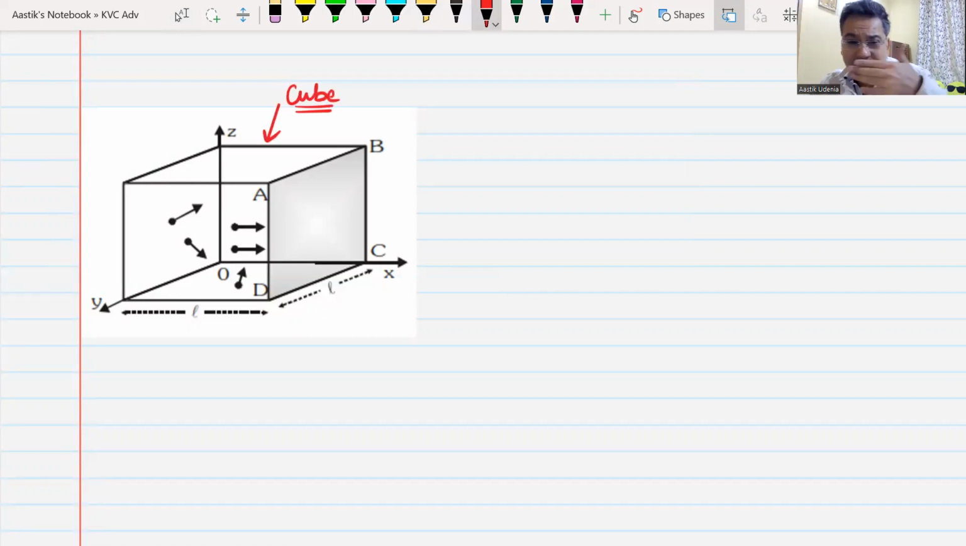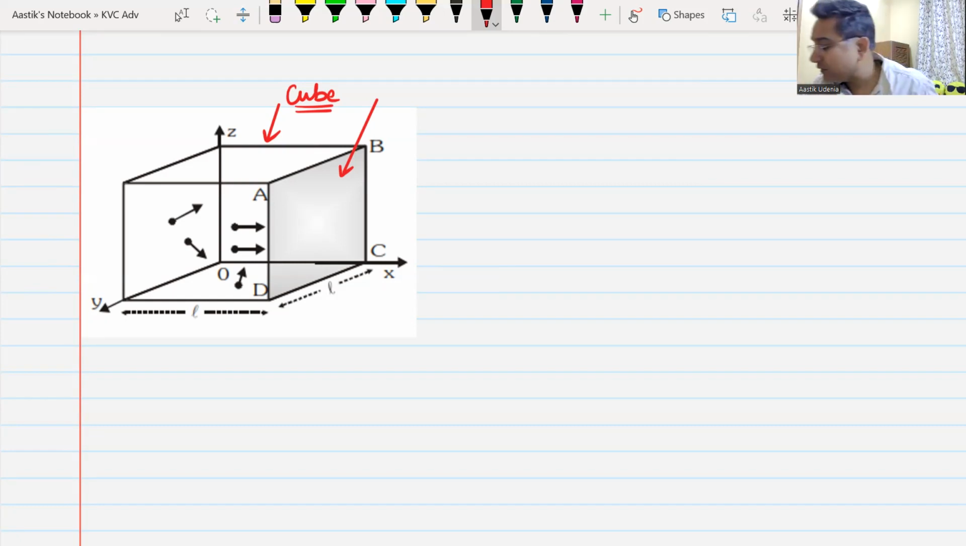Then we assume that the molecules are colliding, as you can see, with one of the walls of the cube, one of the faces of the cube. In this case, it is colliding with the face ABCD, which is in the YZ plane. And we find out the change in momentum. The momentum only changes along the x-axis. From that change in momentum, what we try to find out, change in momentum divided by time will give you force. From that force, we find out the pressure and we get the formula for pressure exerted by the gas.